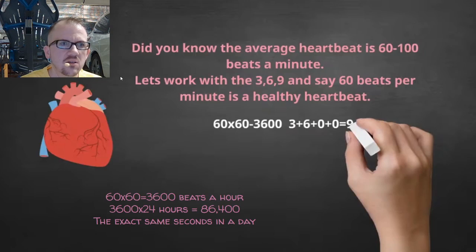All right? Same thing goes with your heartbeat. The average heart rate is between 60 and 100. Let's work that out. If you take, let's go with the 369. Let's say that 60 beats is a healthy heartbeat. So 60 times 60 is 3,600 beats an hour. There's our 9. 3,600 beats times 24 is 86,400 beats a day. Well, first off, we've already seen this 86.4 when we were looking at the sun. The diameter of the sun is 864,000 miles. And so there's the same exact numbers.